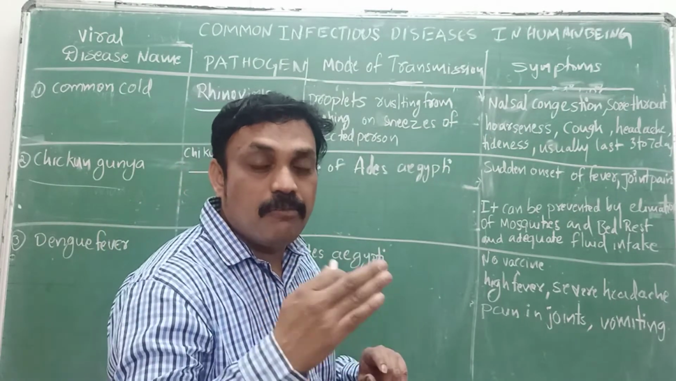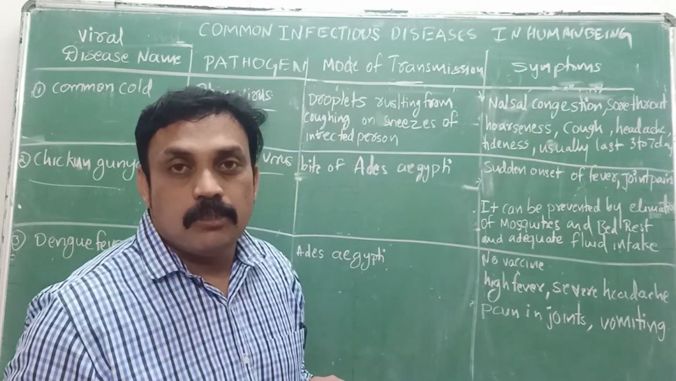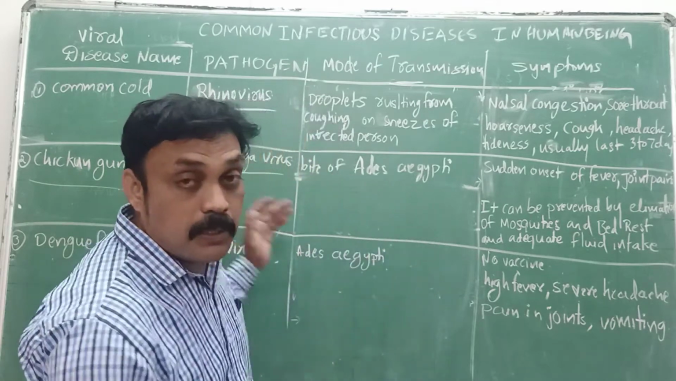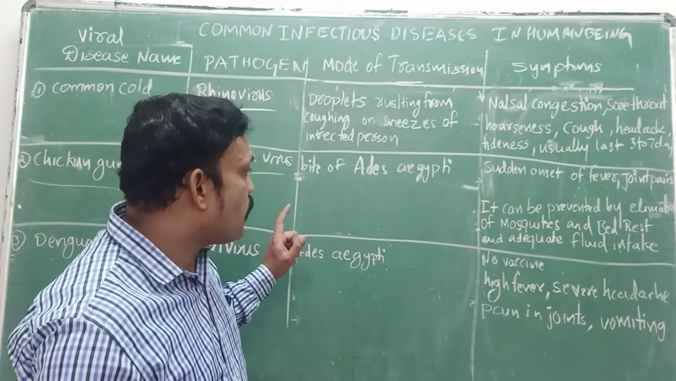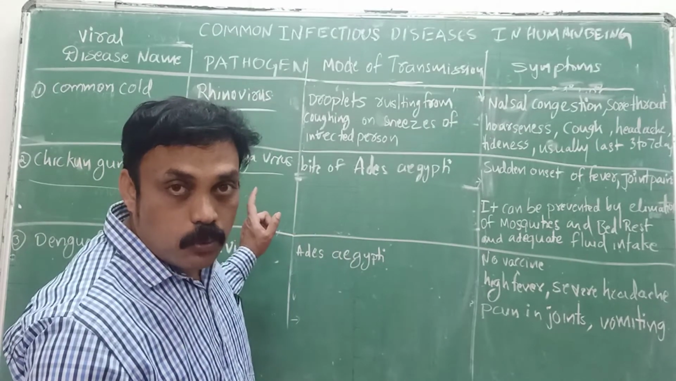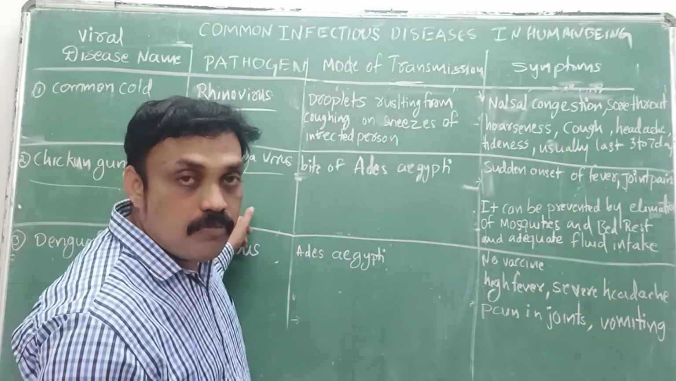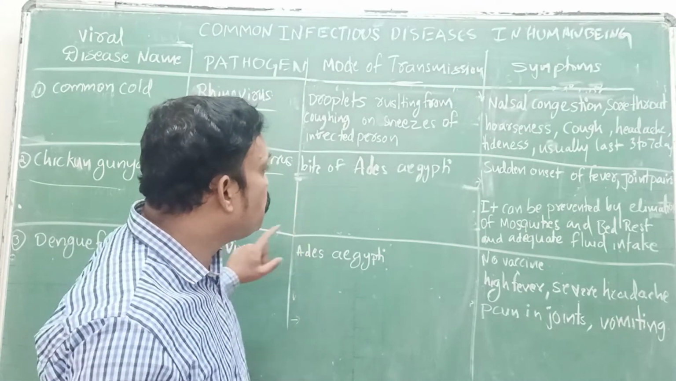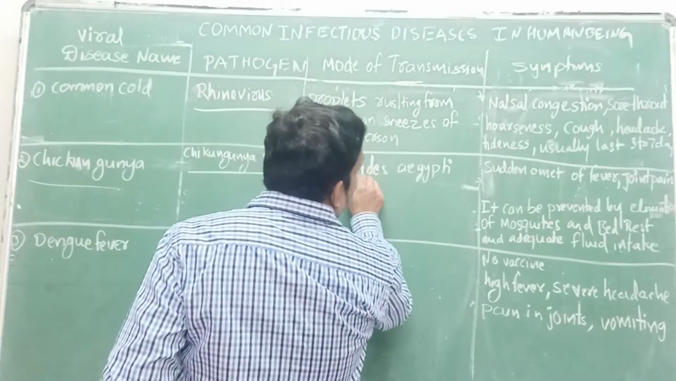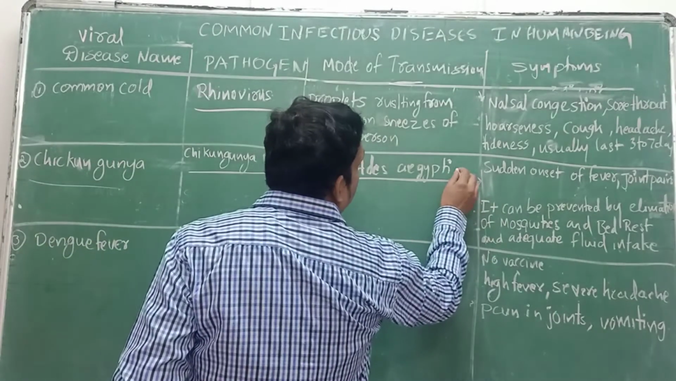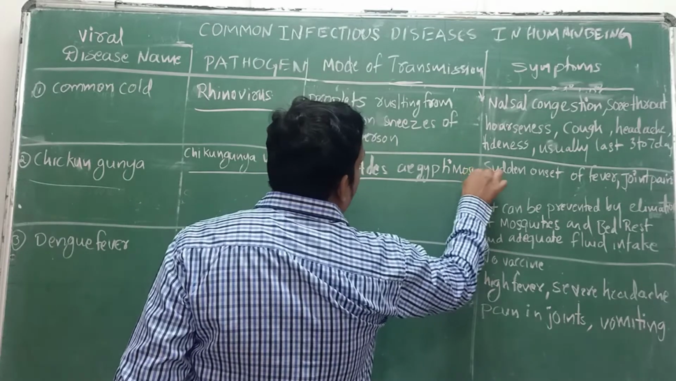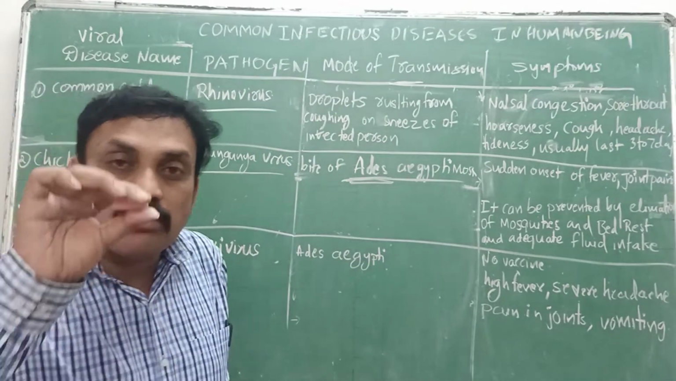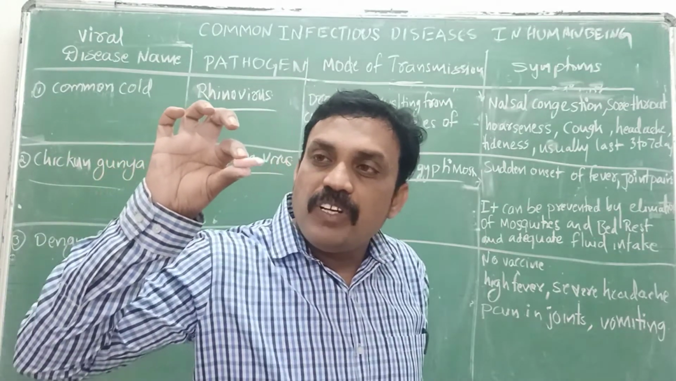Whatever we learned up to now was through droplets, maybe pneumonia, the common cold, through droplets. But this disease, chikungunya, is caused by the chikungunya virus, that is the pathogen name. Mode of transmission, Aedes aegypti mosquito. The mosquito is a vector.